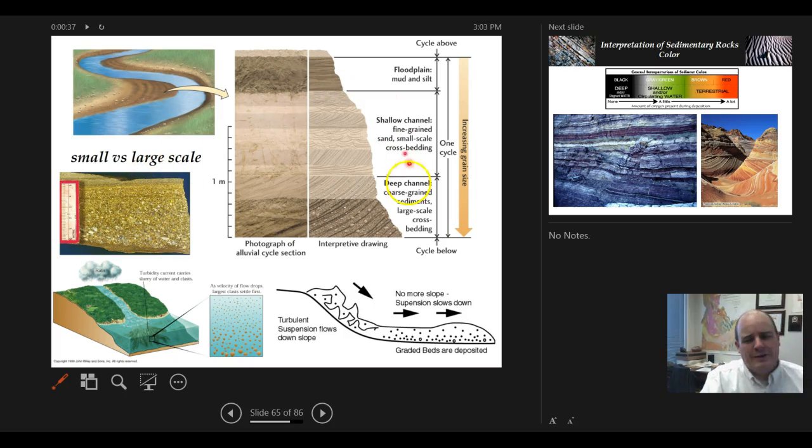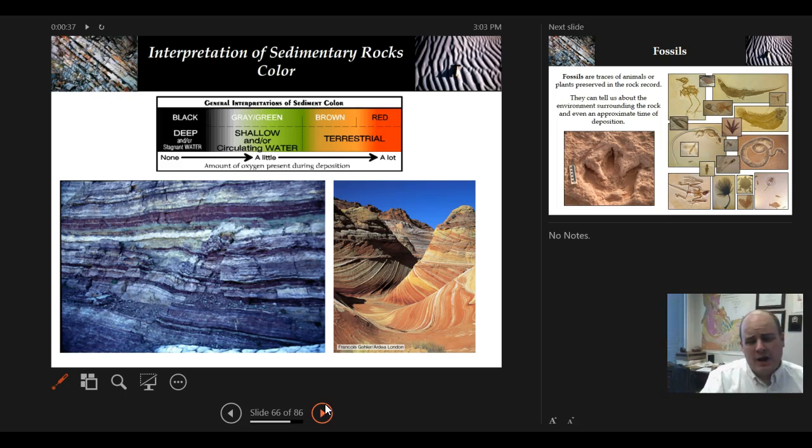Or you can do it in a very large deposit where the environment's changing from a deep channel, maybe to a shallow channel to a floodplain, so you can get coarse deposits to fine deposits over time. Okay. Now, colors of rocks can also tell us a lot of things about a rock as well.